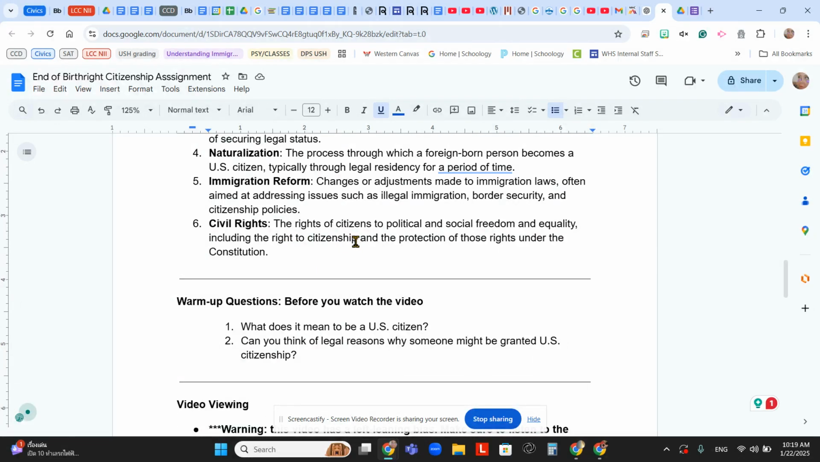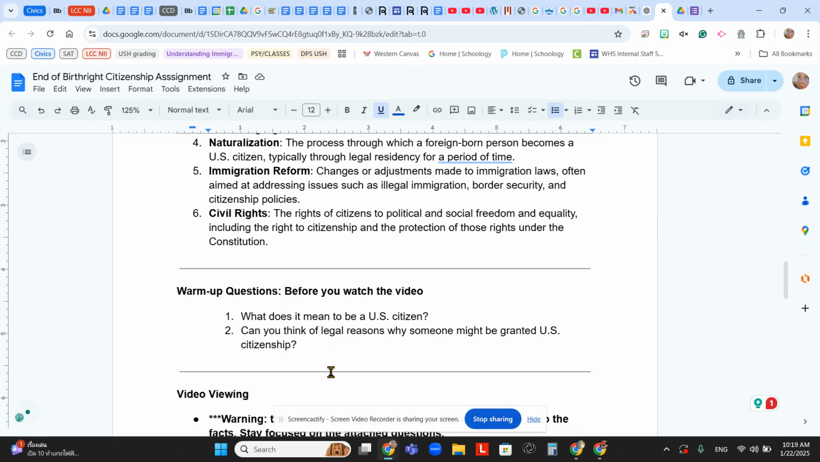If you are a citizen of the United States, you are protected under the law by the Constitution and all of the rights that are guaranteed in the Constitution. And we will continue to go through that in this unit so you can get an idea of some more of those rights.